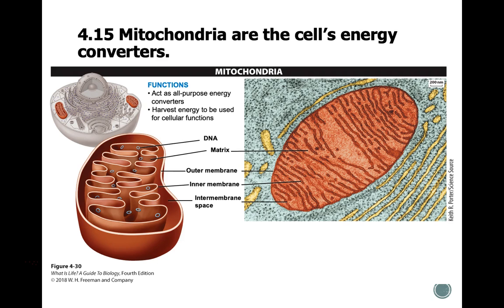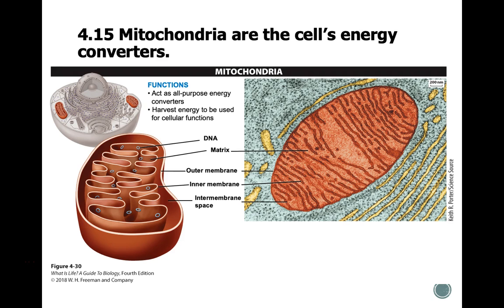Let's say you've ingested some glucose in your breakfast and now your body needs to use it. Your body can't use sugar directly. First, it has to convert it into ATP, which is the energy currency for our cell. So the mitochondria basically brings in the sugar molecules and converts them into energy that the cell can use. And then that energy can be used in different cellular functions.